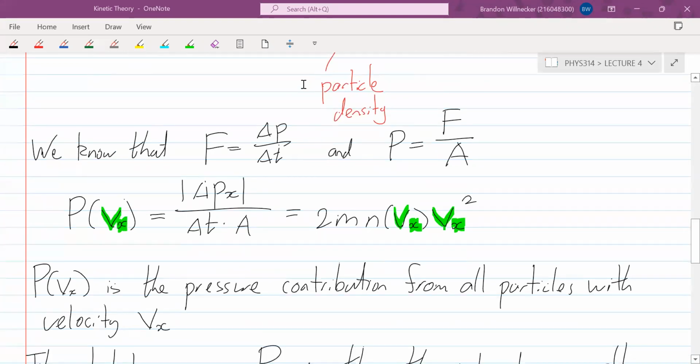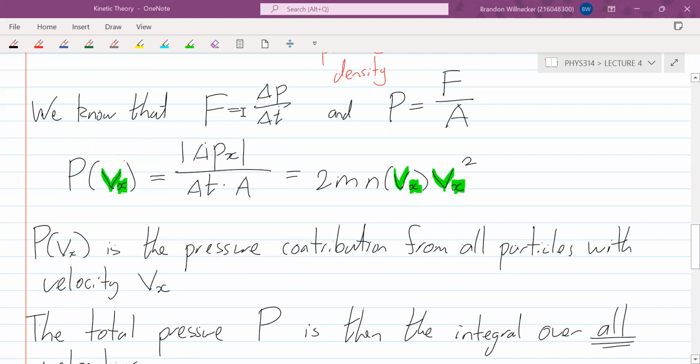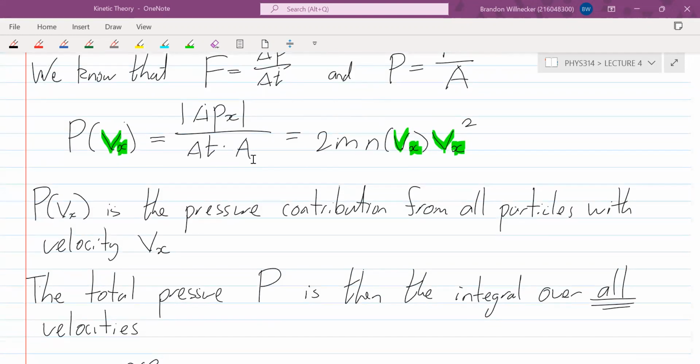Okay, so we were trying to find the pressure exerted by these particles moving in the box. And we did that by finding the change in momentum during an elastic collision with the particle and the box. So we found the change in momentum, we found the force, we took the force and divided it by the area of the impact, and we got the associated pressure for the particles moving in the horizontal direction. So particles with velocity Vx.